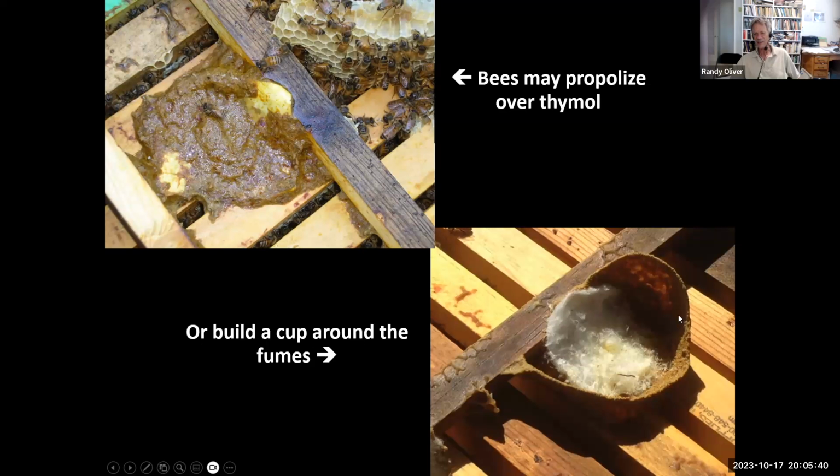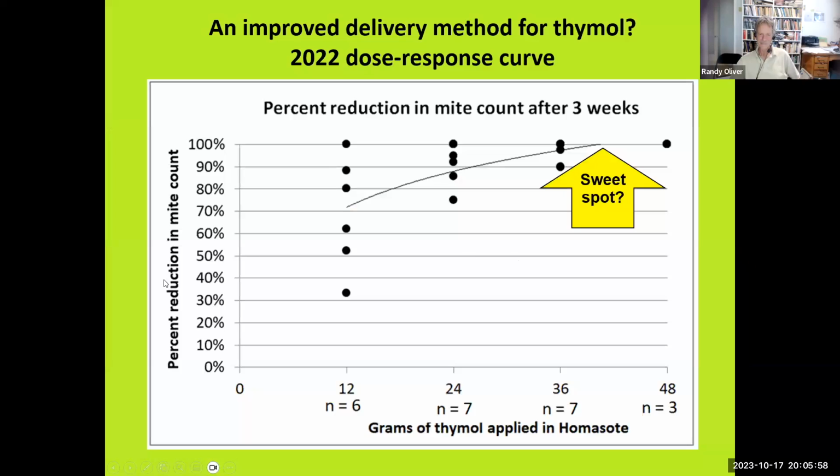And this is really neat. Some of the treatments we've been doing with the essential oils too, the bees will build a cup, completely encase it, and leave a gap. They don't touch the actual pad anywhere. They just make a cup around it to hold the fumes inside. It's really neat to look at.